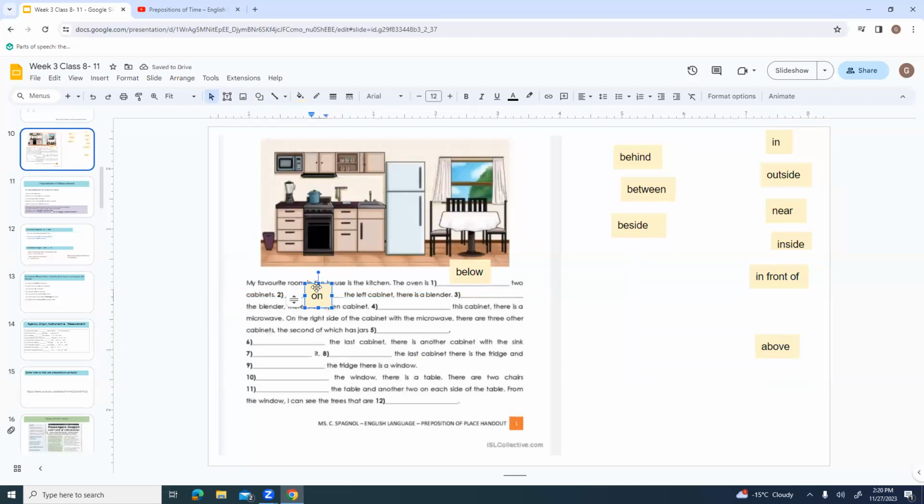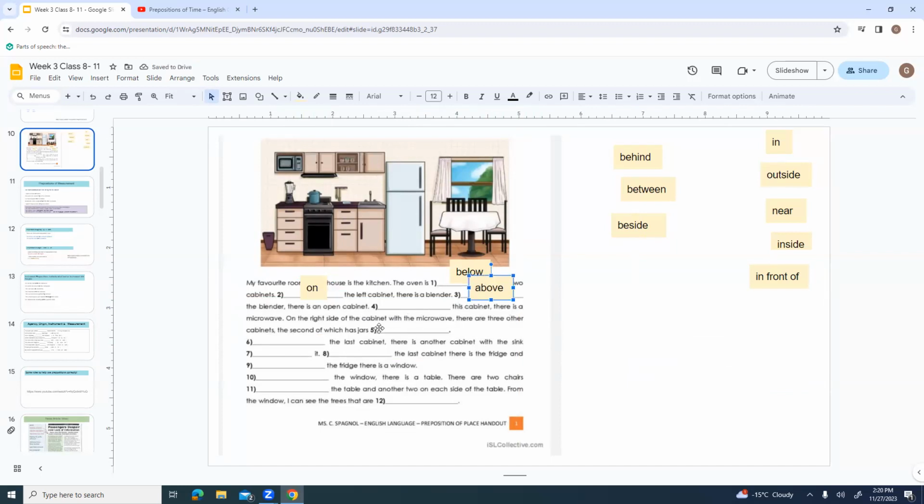Something the blender. Oops, sorry, I kind of move it up a bit. Something the blender, there is an open cabinet. Next to, no, above. Above. Above or on top of? Yep, above, I would say. Okay, that works. Above the blender, there's an open cabinet. Oh, I gotta keep on moving it up a bit.